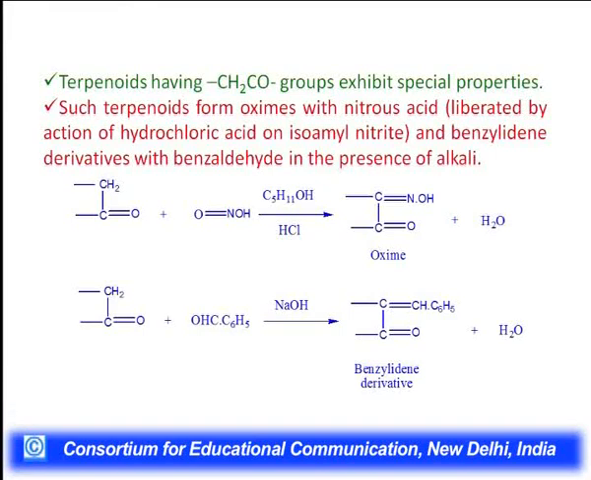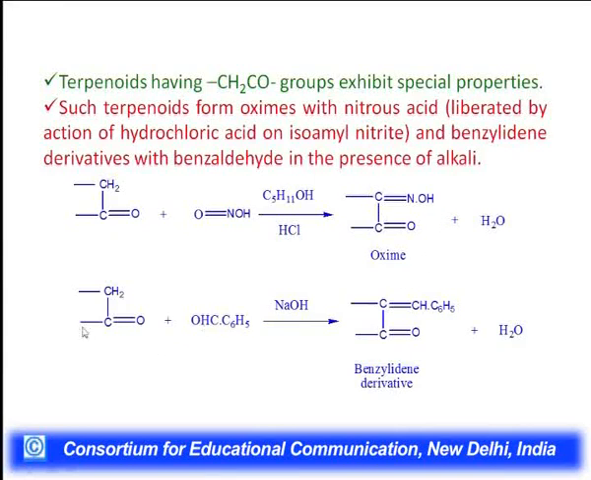Such terpenoids form the oximes with the nitrous acid liberated by the action of hydrochloric acid on the isoamyl nitrate, and the benzylidene derivative with the benzaldehyde in the presence of the alkali. Here we have shown you these two reactions in which if this CH2CO group is present in the terpenoid, then it will react with this reagent, which is derived from the amyl alcohol in the acidic medium, and they will form an oxime addition product.